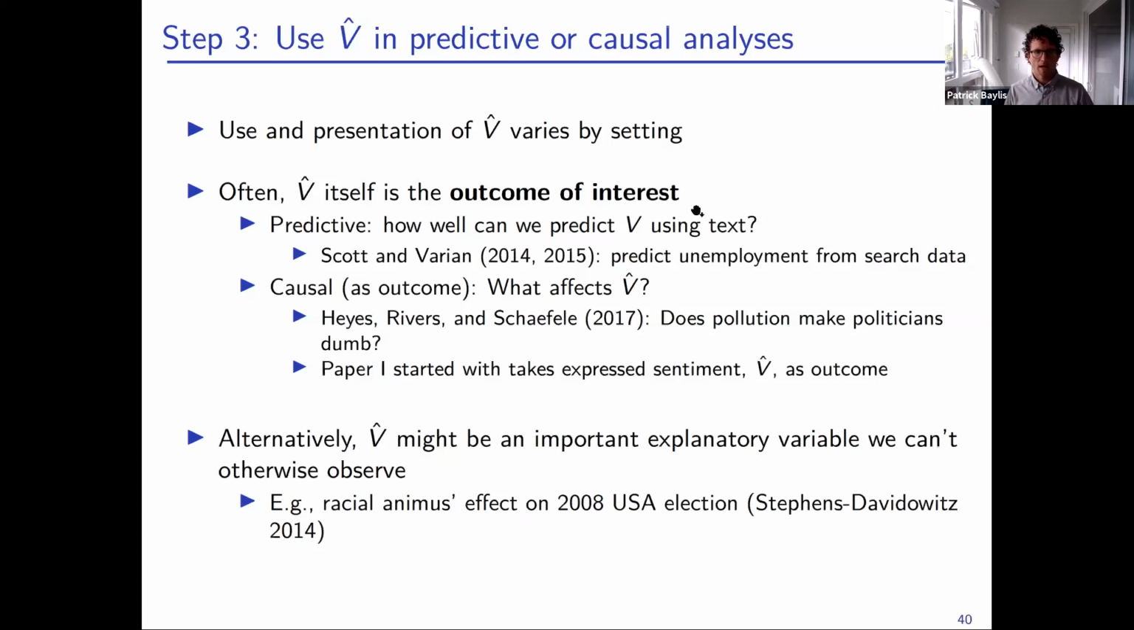Finally, V hat might be an important explanatory variable that we don't otherwise get to observe. I think this paper is pretty well known: the effect of racial animus on the 2008 USA election. Stephens-Davidowitz actually measures racial animus using data from web searches.